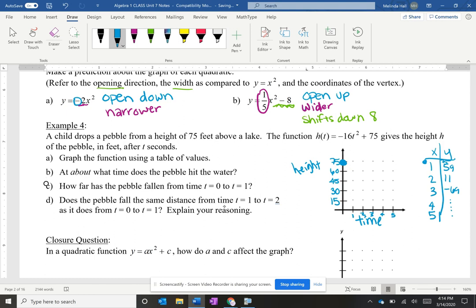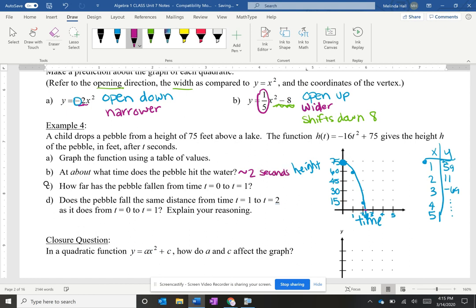But then at 1 second, it's at 59, so it's just below that first dot. And then at 2 seconds, it's at 11. And then by 3, it's already way down low. Okay? So, at about what time does the pebble hit the water? Well, it hits the water a little after 2 seconds. So, about 2 to 3 seconds.